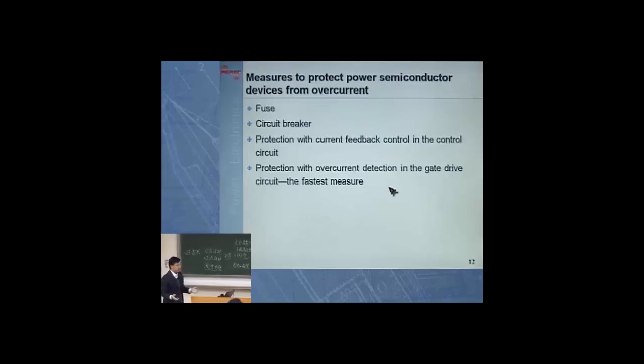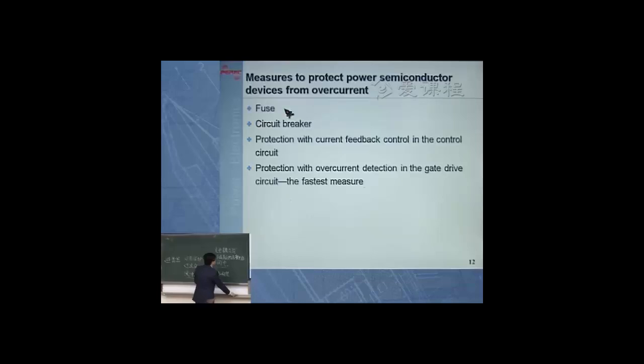Okay, overcurrent. That is easy to understand. In many cases, the current flowing through the power converter or through a semiconductor device might exceed the sustainable range. Then we have to take measures to deal with that overcurrent. These are the measures we can take. You can use a fuse. This is often used not only for power converters but also for many other electric power equipment. Fuse.